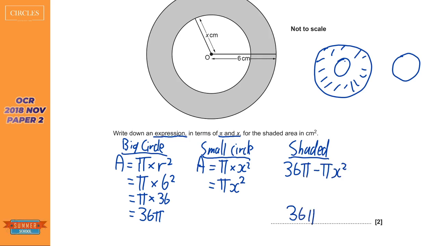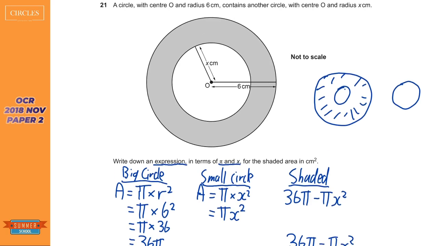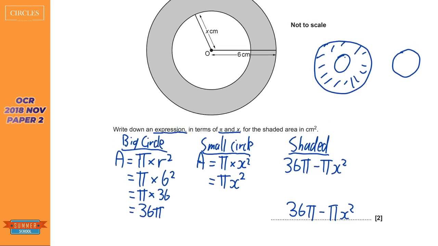Now, there's a lot going on with this question, and there's a reason why it's quite late in the exam. What question is it? It's 21, so it's going to be a very high grade question. But each of those bits you know how to do. If you know that area equals pi r squared, you can do every single part of this question.